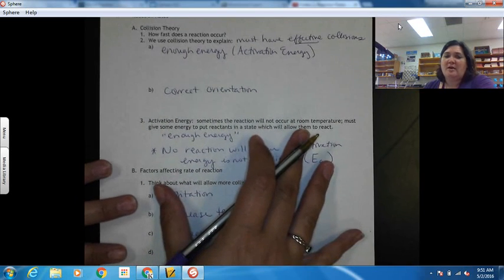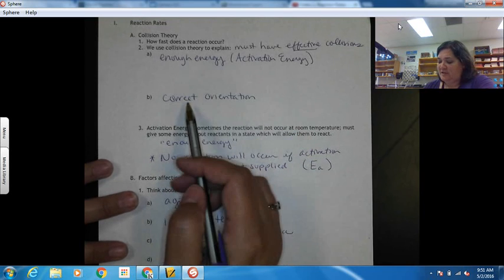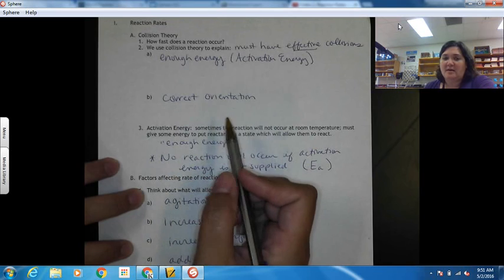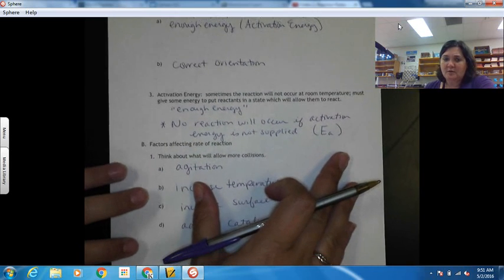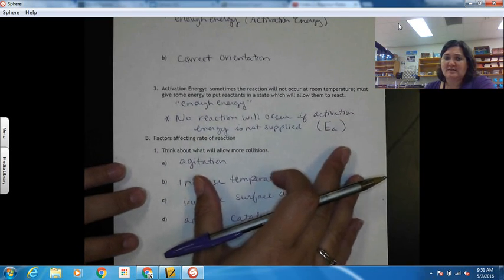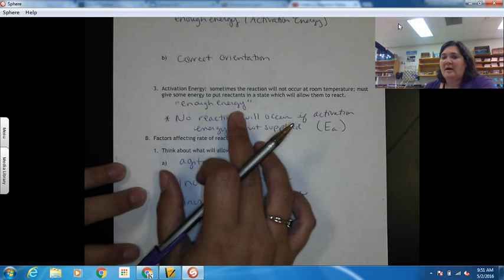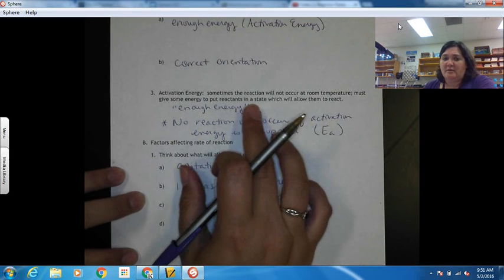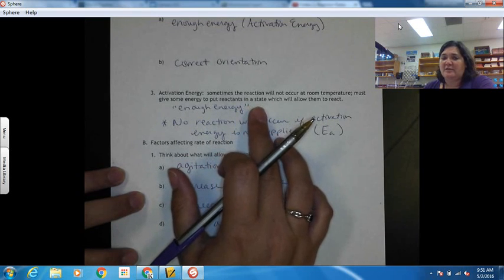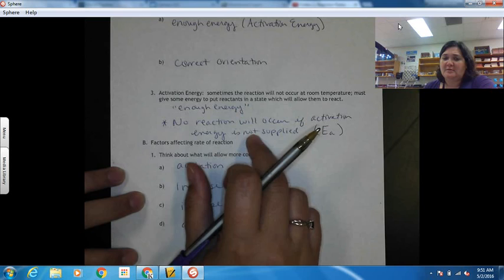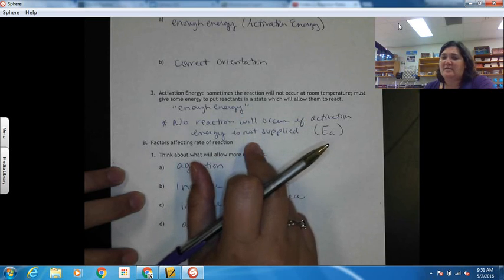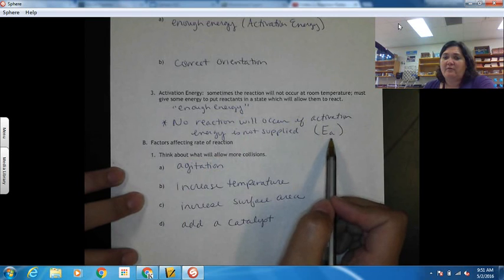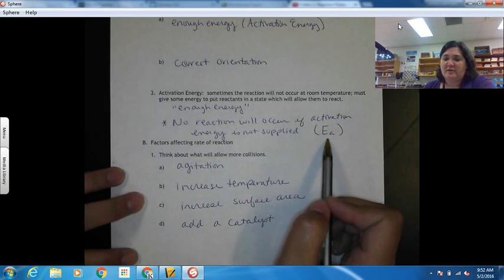Right? They also have to have the correct orientation. If the molecules don't collide in the right way, then they can't make a new product. So again, this activation energy, or this enough energy, as we talked about, is what determines whether a reaction will actually occur. If they don't supply enough energy, then it will not happen. So no reaction takes place if the activation energy is not supplied. And we use the symbol EA for the activation energy, which you'll see in the next video.